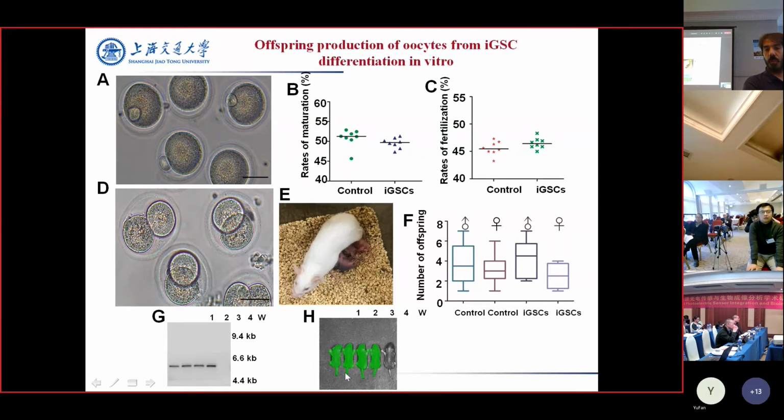offspring we also tested with the blood and also with fluorescence to confirm the offspring are derived from the spermatogonial stem cells. This is the rate of maturation, and also the rate of fertilization, and the number of offspring, showing how successful this in vitro study is.